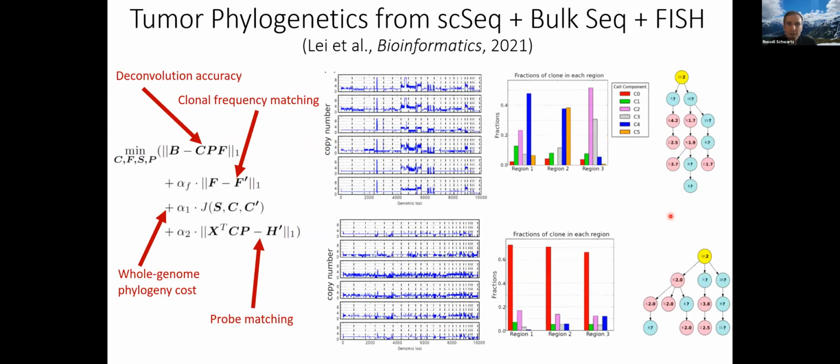Many of the most interesting methods today are multi-omic methods. This is an example of yet another method that's combining single-cell, bulk sequence and FISH into a single inference by putting together a loss function that basically says that we want to infer cell populations, we want to infer how they're distributed over a tumor, we want to infer phylogenies among them, and we want to do this in a way that is consistent with how we think the biology works, as well as with all of our different data sources. And multi-omics is a lot of where the interesting action is in cancer studies.